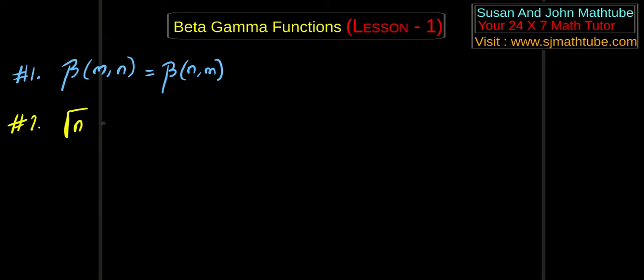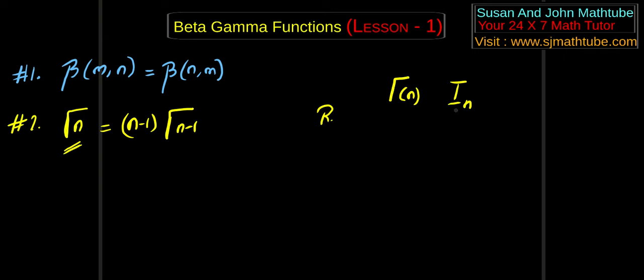So I'm going to write the second property. Gamma n is equal to n minus 1 gamma n minus 1. The proof comes from reduction formula. Actually, this gamma n is something like what we write in the reduction formula. And when you apply the reduction formula, you get this. Or when you try to evaluate this, you end up like this. If you want, you can try it.